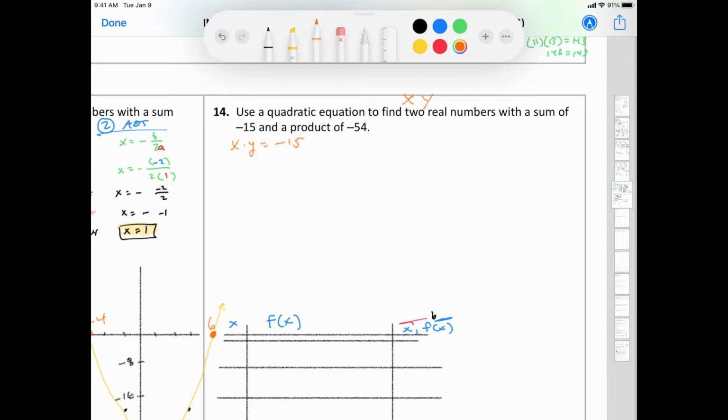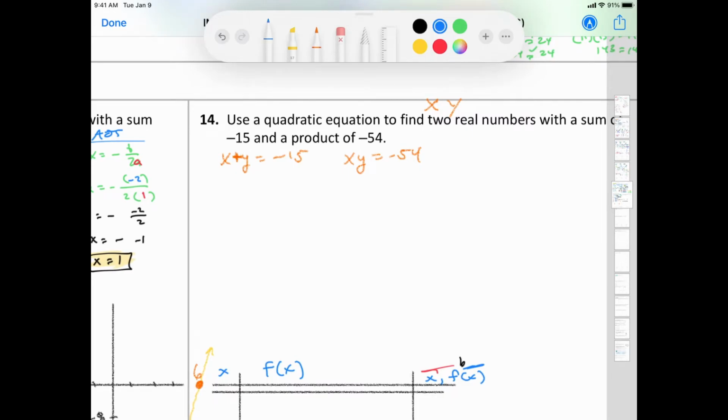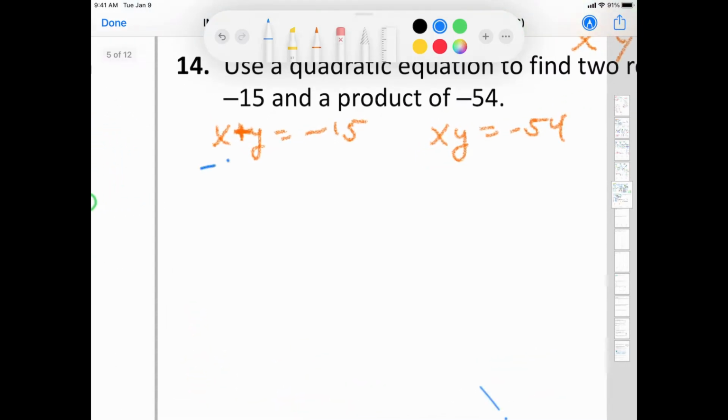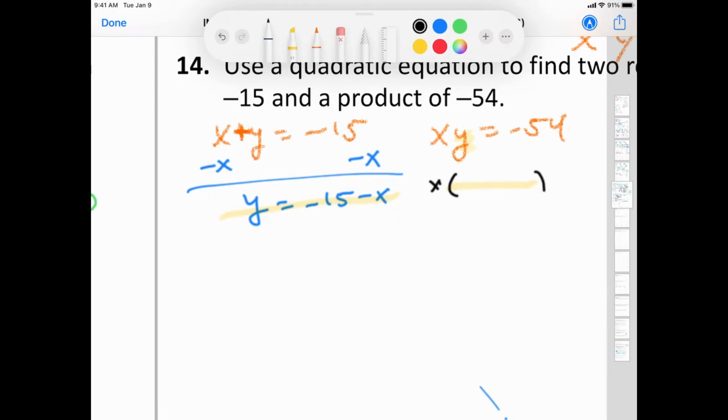And their product, sorry, that's sum. And their product is negative 54. Okay, let's solve for this one in terms of x. Okay, what I'm going to do is substitute this one in now for y. So I have x times negative 15 minus x.